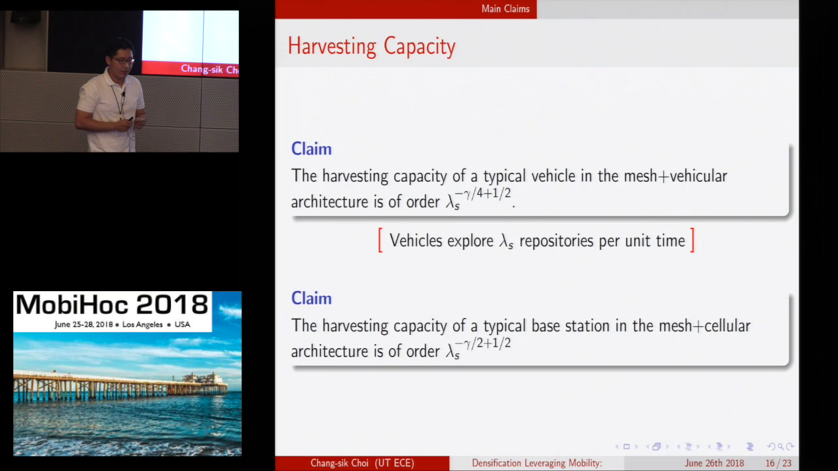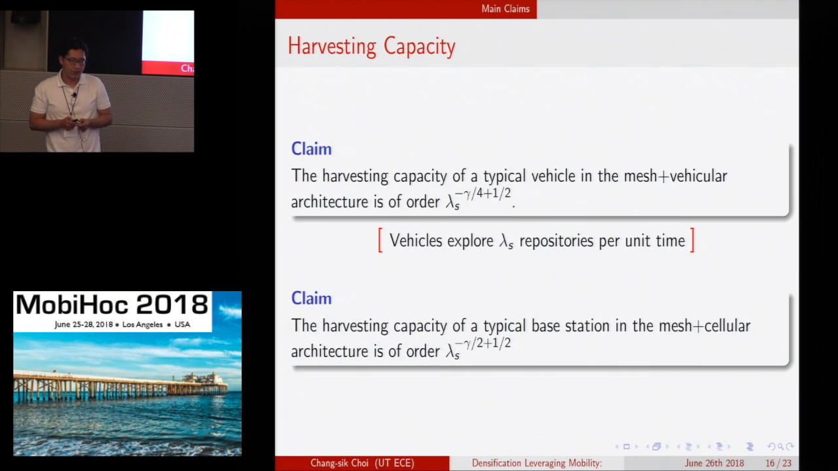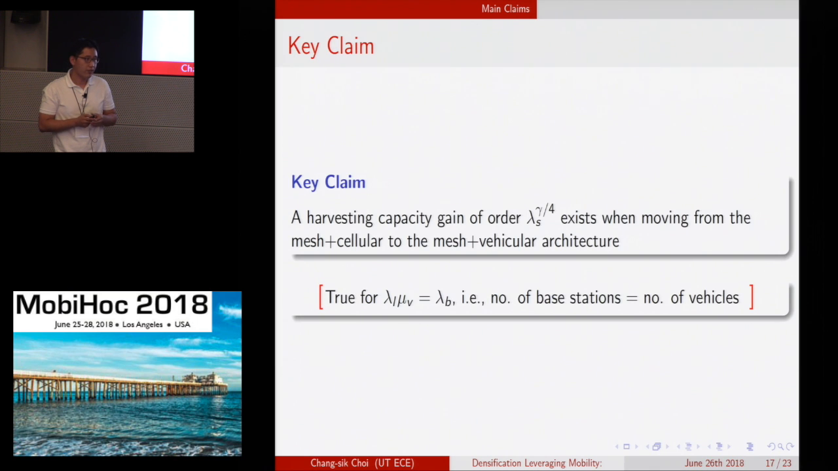And here is the harvesting capacity. The harvesting capacity of a typical vehicle in the mesh plus vehicular architecture is of order lambda S to the gamma over 4 plus 1 over 2. And the harvesting capacity of a typical base station in the mesh plus cellular architecture is of order lambda S to the gamma over 2 plus 1 over 2. Then we are ready to compare the capacity of two different architectures. So here's the key claim. A harvesting capacity gain of order lambda S to the gamma divided by 4 exists when moving from the mesh plus cellular architecture to the mesh plus vehicular architecture.